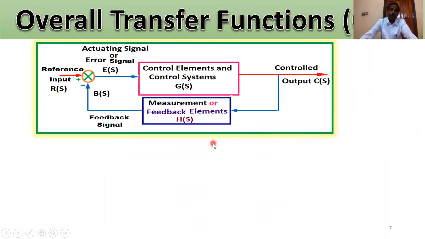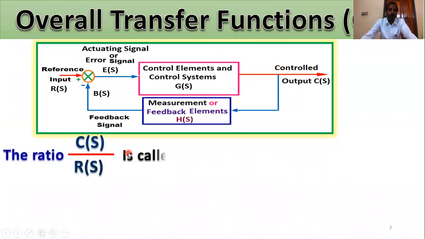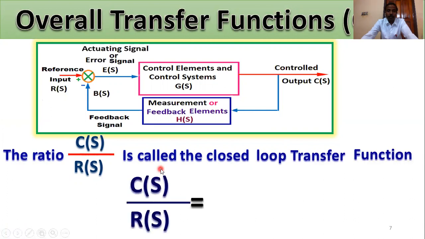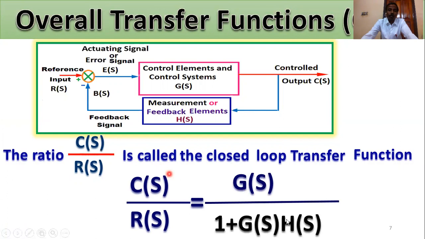Then the overall transfer function for negative feedback control systems. This is our actual focus or target. What is the overall transfer function? The ratio C(s)/R(s), controlled output by reference input. This is the effect by cause, called the overall transfer function for closed loop systems. Then C(s)/R(s) equals G(s) divided by 1 plus G(s) into H(s). So we must prove that the overall transfer function C(s)/R(s) is equivalent to G(s)/(1 + G(s)H(s)). This is the target or focus in this lecture.